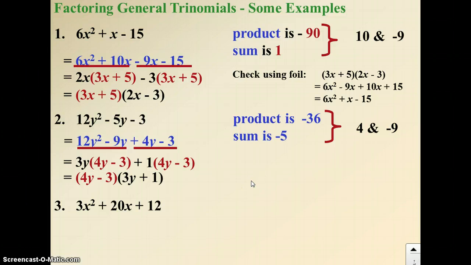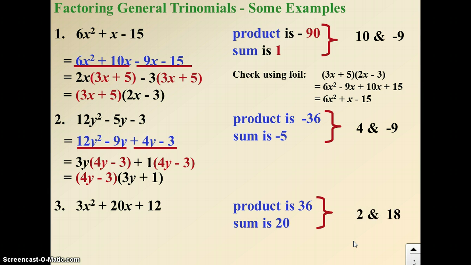Try number 3. Two numbers that add to 20, multiply to 36. Those two numbers, they are 2 and 18. Decompose the middle term using 2 and 18. Again, it can be written in any order.